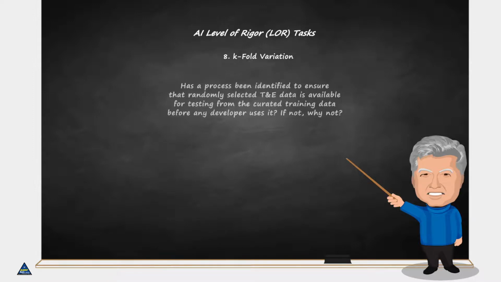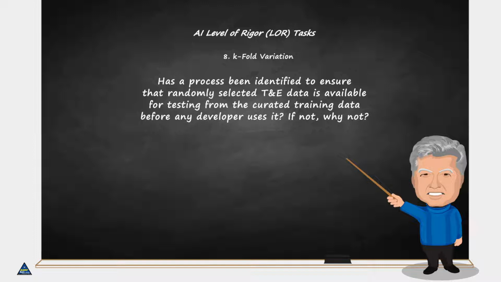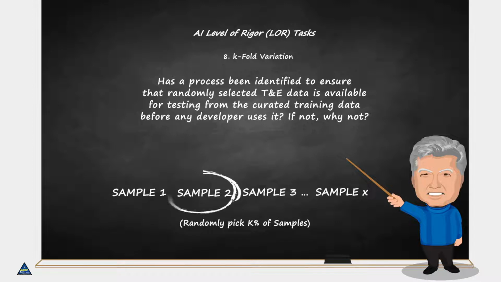The eighth AI level of rigor task is called k-fold variation. And if you've ever heard of the term k-fold cross-validation, it's a variation of that. What it basically does is it separates out test and evaluation data from all the other data that's being used to actually train and develop the AI model. Why is that important? Well, you want an independent test done on your system. So we provide a basic mathematical approach to randomly select that data in order to ensure that you have an objective test and evaluation structure when the model is ready to be operationally tested.